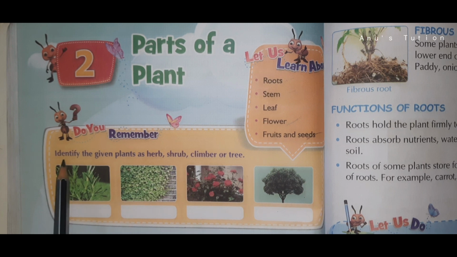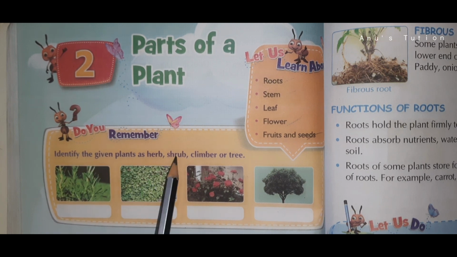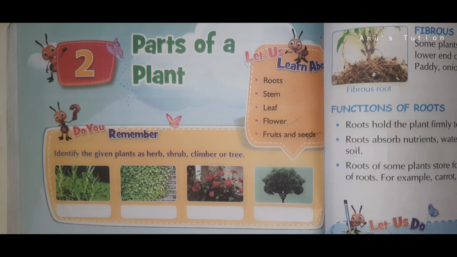See here, identify a given plant as herb, shrub, climber or tree. Already we discussed in the earlier class, in third class, what is a herb, what is a shrub, what is a climber or what is a tree. We have to find and we have to write. Okay, next.